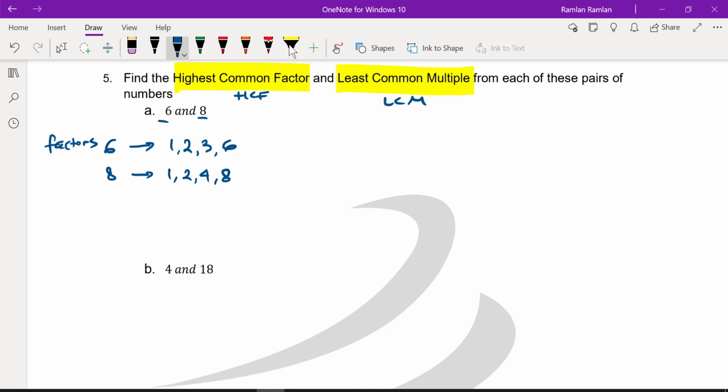2, 4, and 8. So if we're talking about the highest common factor in here, you see the numbers in here that are the same, but the one that is the largest, right?